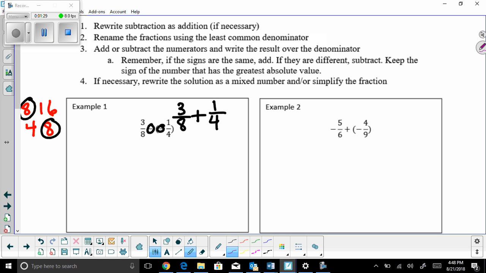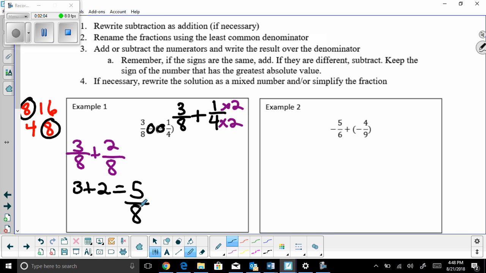3/8, there's nothing to change. However, in order to make 1/4 have a denominator of 8, I need to multiply 4 times 2. And whatever I do to the denominator, I also need to do to the numerator. So when I rewrite my two fractions, I now have 3/8 plus 2/8. Now it's just like the previous lesson. The signs are the same, so I know I need to add. 3 plus 2 gives me 5, and I'm going to write that over my common denominator, which is 8. Both fractions were positive, so I know my final solution is positive 5/8.